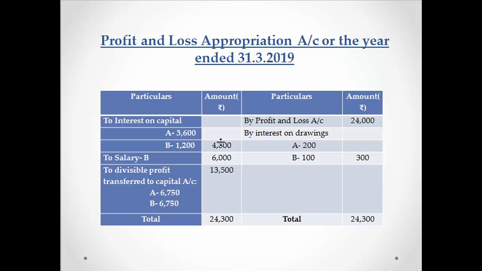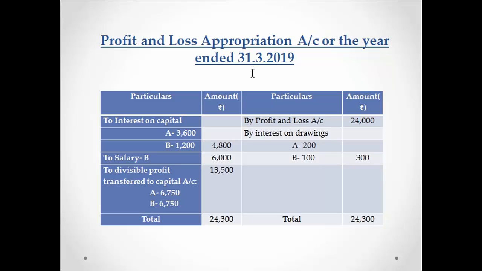What is the next item to be taken to the debit side? It is salary, and the question says only the second partner, B, is eligible for a salary amount of rupees 6,000 per annum. So 6,000 is the annual salary, that amount is taken directly, and salary amount should be taken to the debit side, because for the firm salary is an expense. After writing these items, my profit and loss appropriation account is complete.